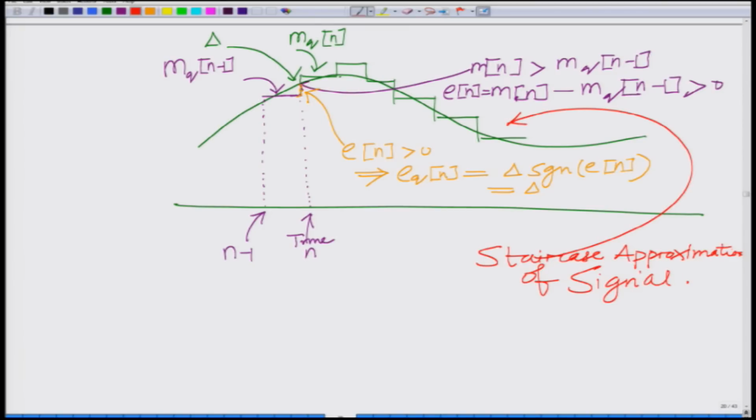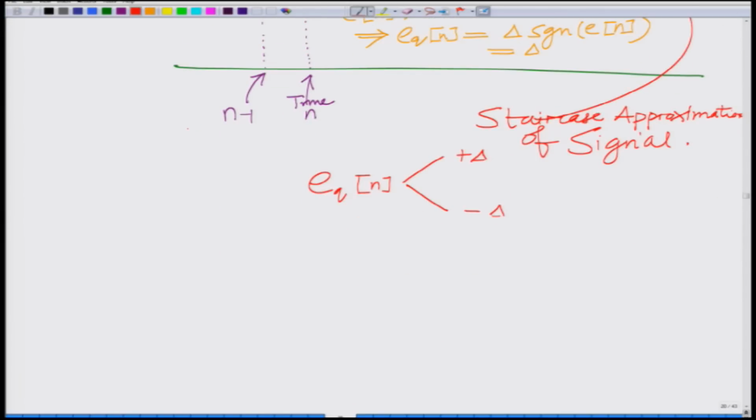Okay. And now you can see what is being quantized: only the error is being quantized in only one bit. EQ of n is either plus delta or minus delta. So, this difference is encoded using one bit.